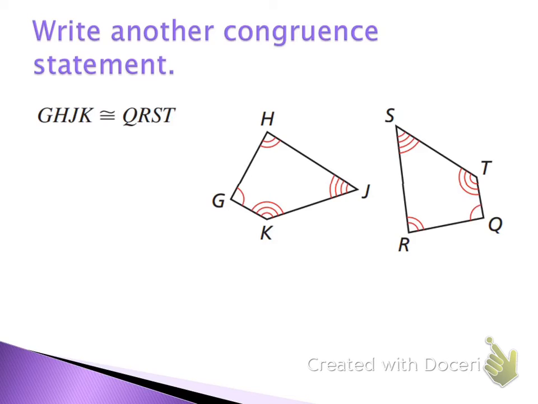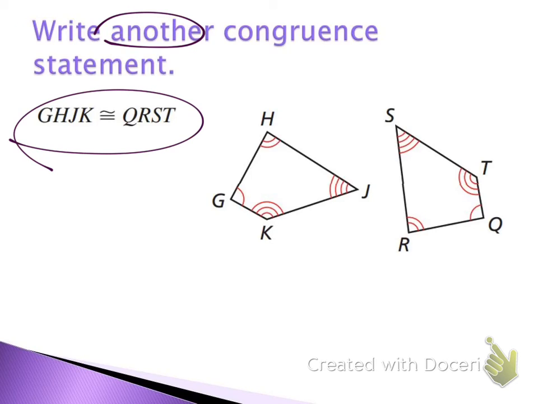So write another congruent statement. What does the word another mean? It means they're different than the one they gave us. They already gave us one. So you want a congruent statement. That's a congruent statement. You want a different one?